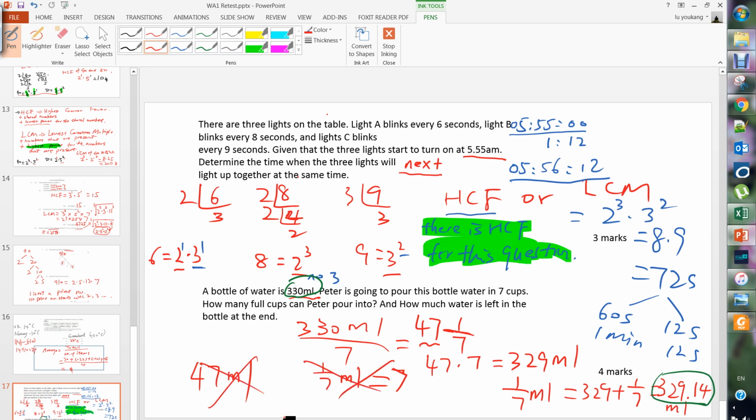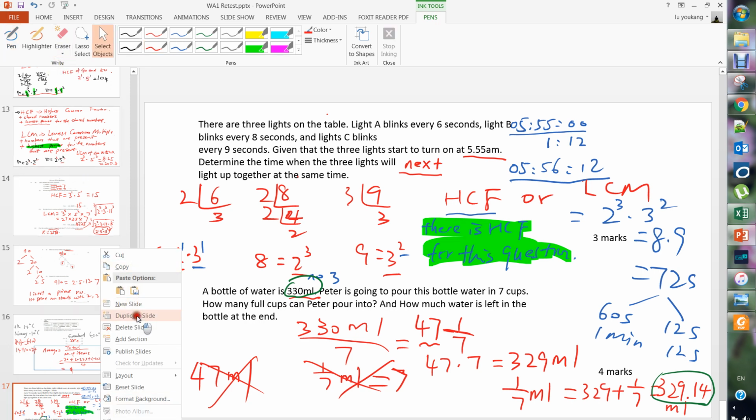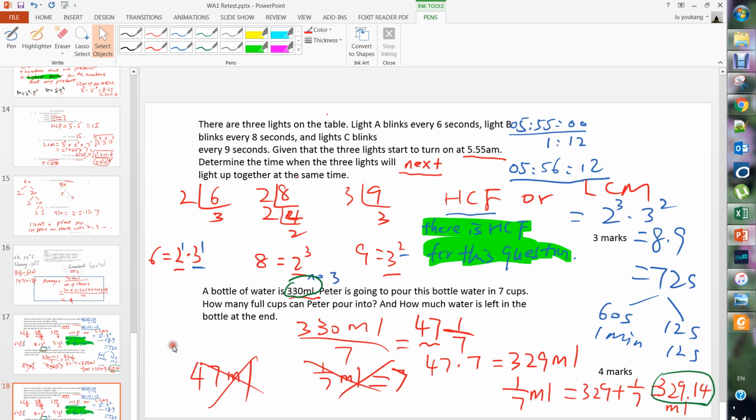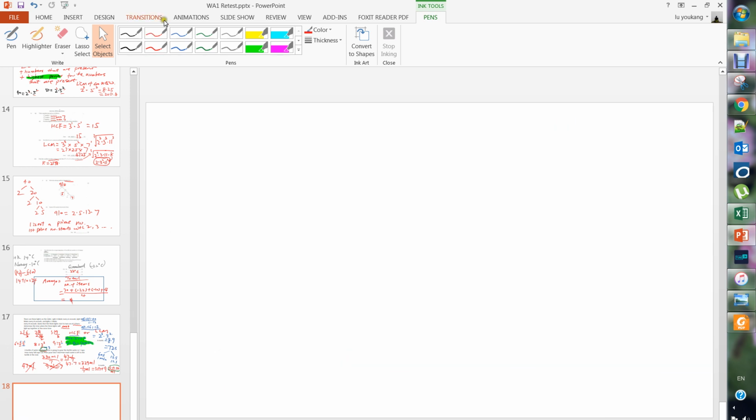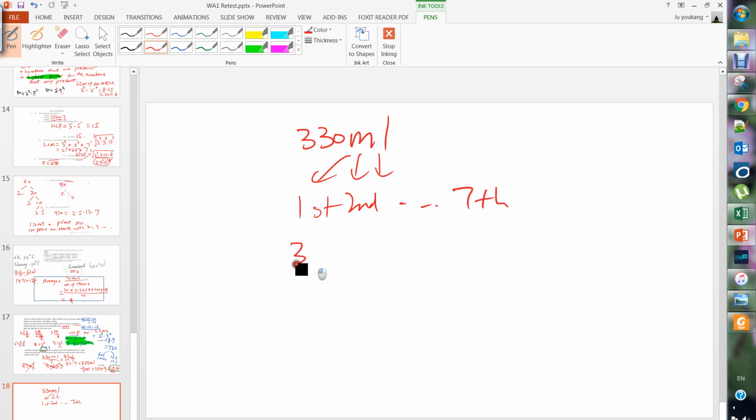So the correct way to do this question is, let me go to the new slide. 330 and then 7 cups. So you have a bottle of water. Start with this, and then you fill it into 7 full cups. First, second, and then until the 7th cup, right? So you use this. You divide by 7, which is correct, and you get 47 1/7 milliliter.